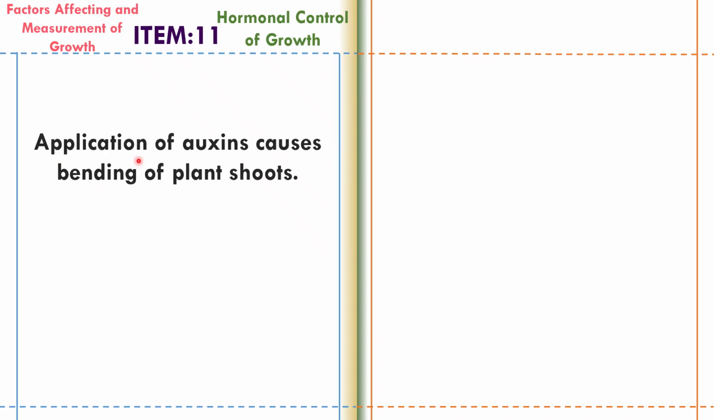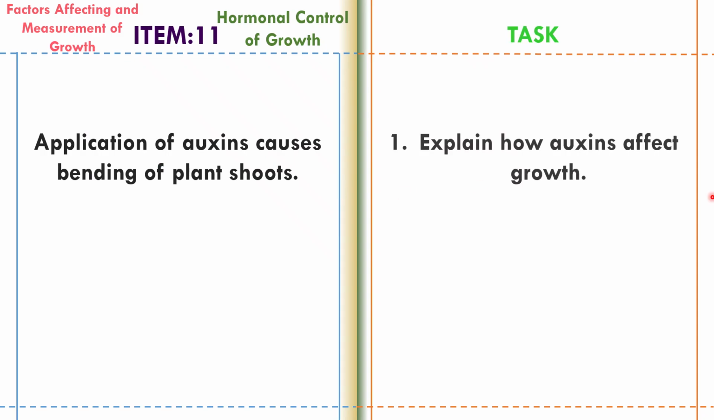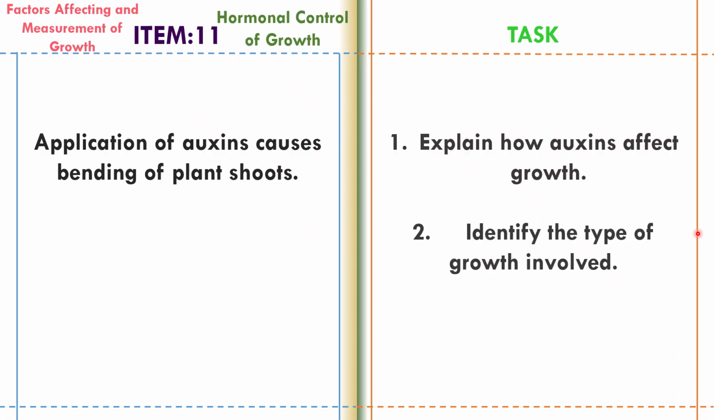Factors affecting and measurement of growth, item 11. Let's now look at hormonal control of growth. Application of auxins causes bending of plant shoots. Task: explain how auxins affect growth. Identify the types of growth involved.